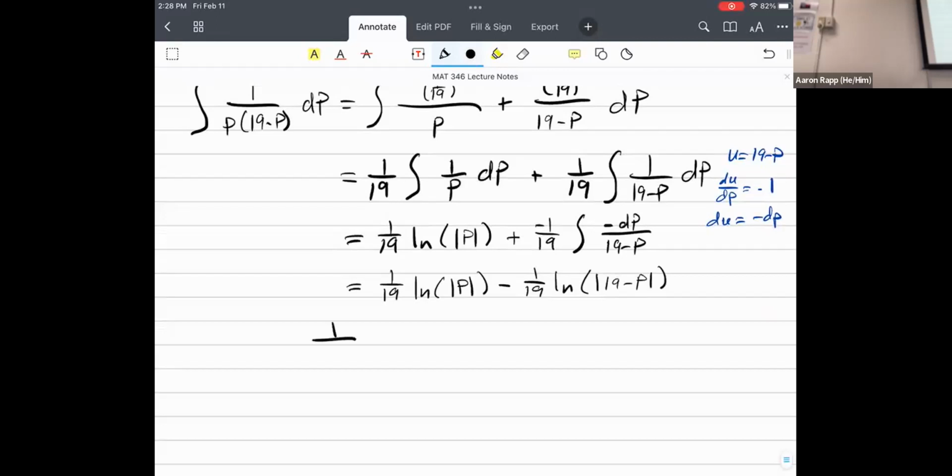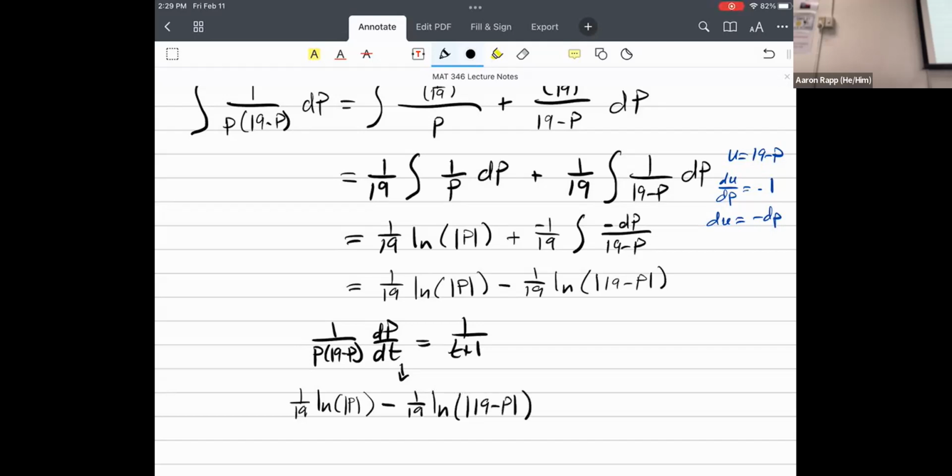When I integrate this, 1 over p times 19 minus p, dp over dt equal to 1 over t plus 1, I integrate with respect to both sides. This is going to give me 1 over 19 times the natural log of the absolute value of p minus 1 over 19 natural log of the absolute value of 19 minus p is equal to natural log of the absolute value of t plus 1.